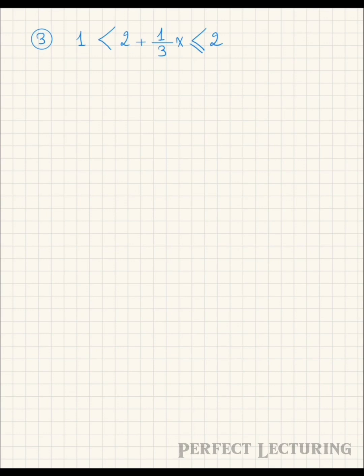Now what if we have a two-sided inequality? Our task here is to end up isolating the x in the middle, which means we have to get rid of the 1 over 3 as well as the 2. Let us start with 1 over 3.